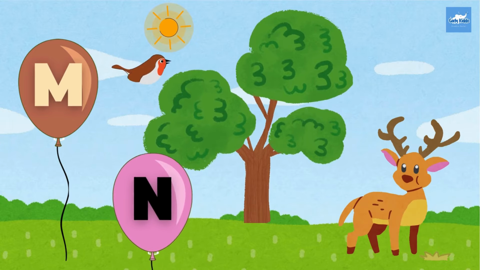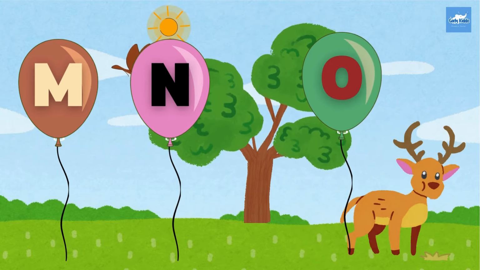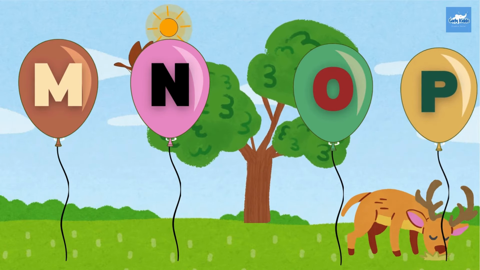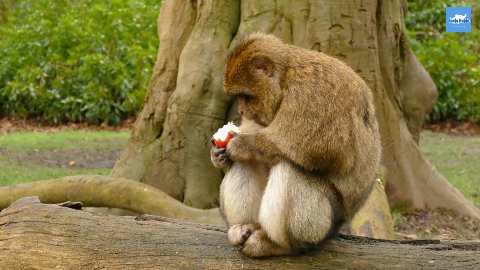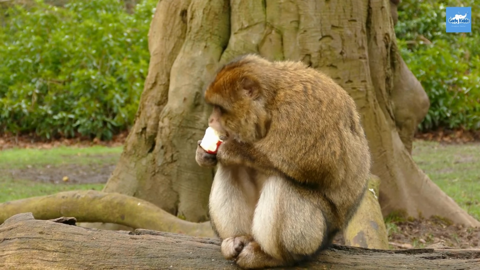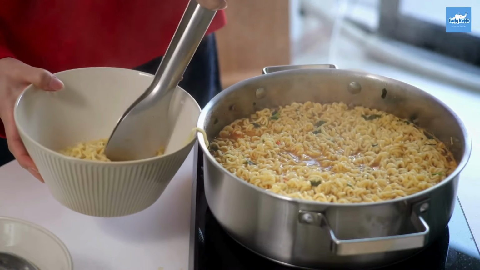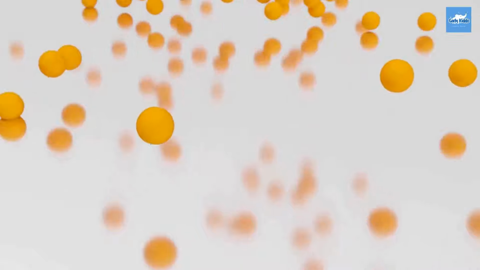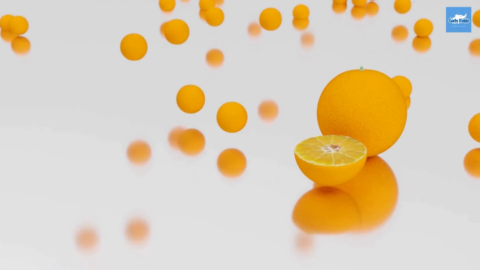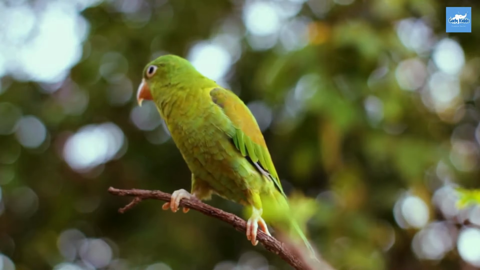M. N. O. P. M for monkey. M for monkey. N for noodles. N for noodles. O for orange. O for orange. P for parrot. P for parrot.